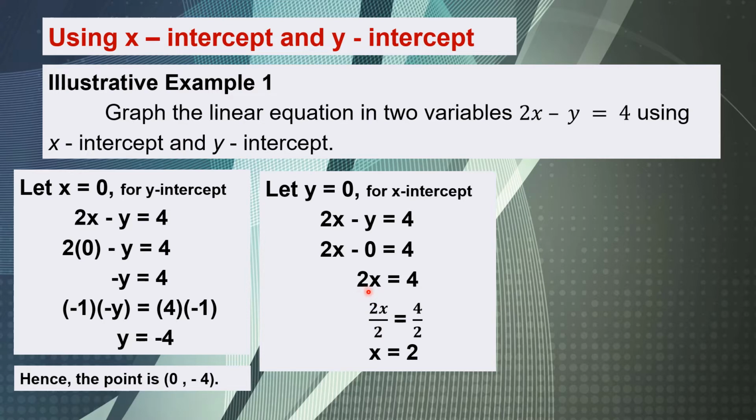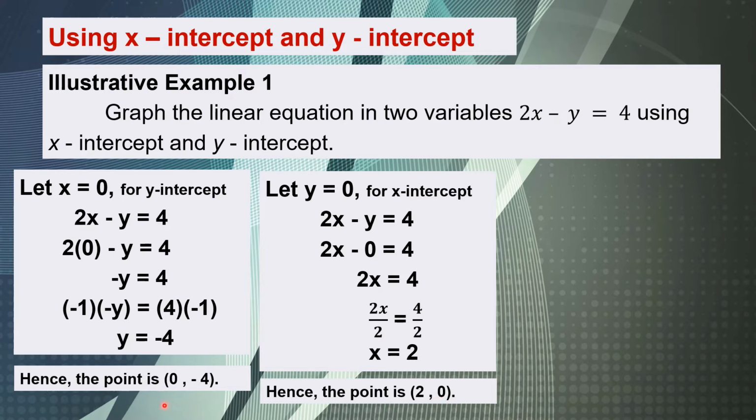So, kailangan natin mag-divide ng positive 2 para mawala itong 2 na katabi ng x. So, dividing both sides by 2, we have now 2x divided by 2 equals x. And 4 divided by 2 is positive 2. So, to write our coordinates, we use (a, 0), where a now is our abscissa or the x-intercept. So, yung ating pangalawang point ay (2, 0). This is now our x value and our y value is 0.